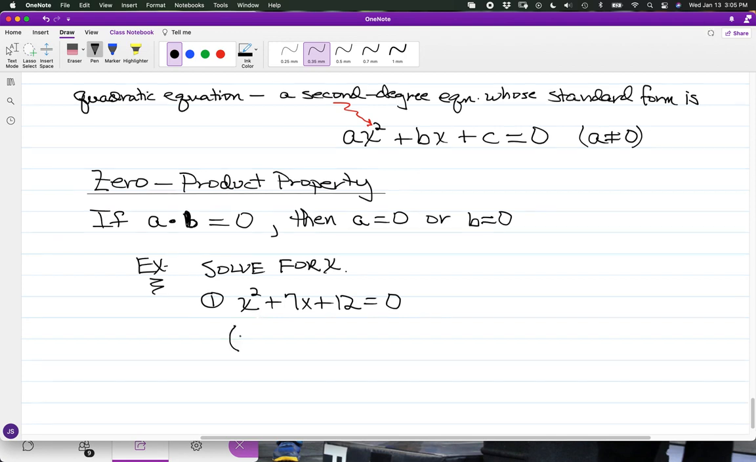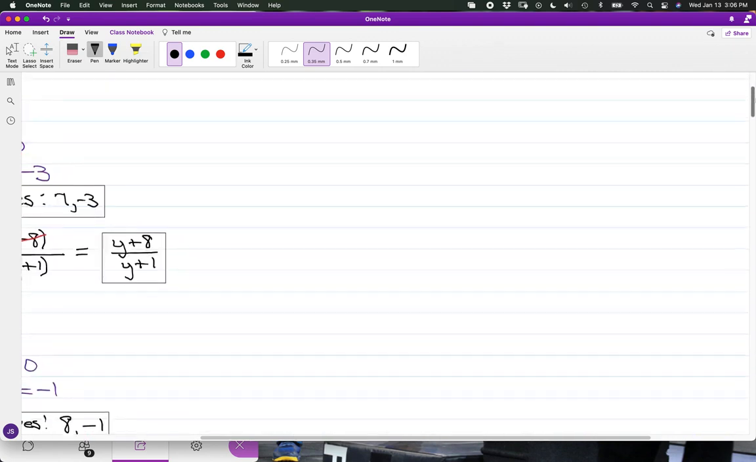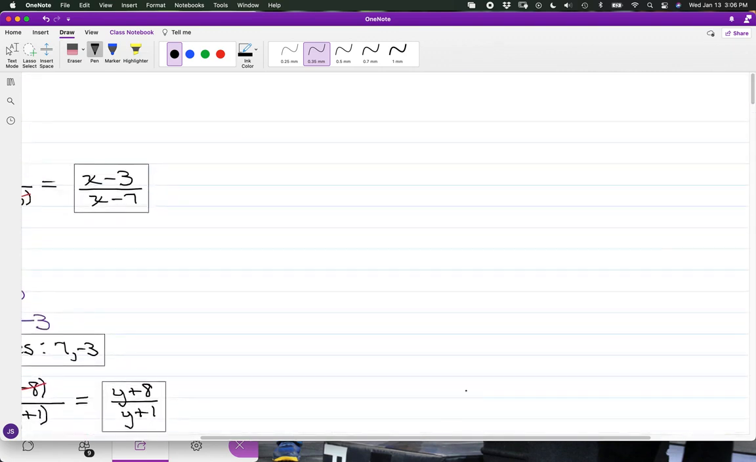And if we look at factoring, from x squared we have x and x. Now for factors of 12 that will add up to 7, you have plus 4 and plus 3. And you might be wondering, where did I see this before? This is back when we were looking into the restricted values.